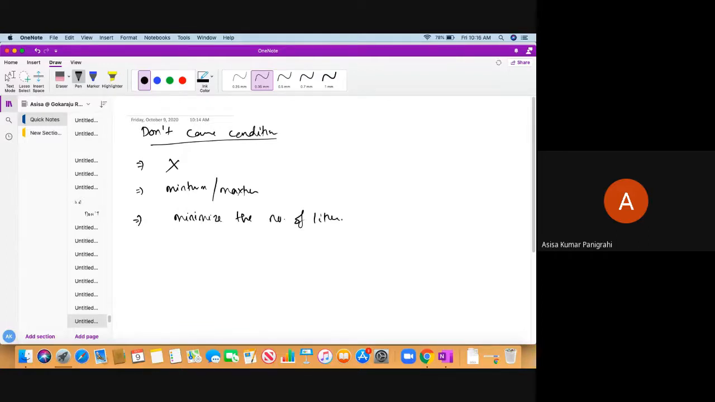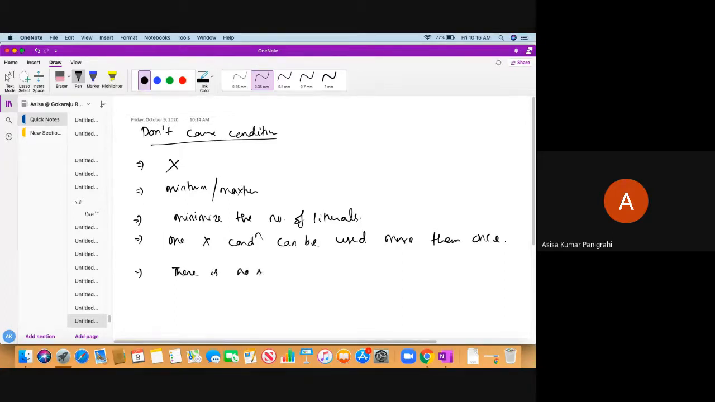So these are the different things we have discussed in our previous class. Next, we have discussed that one don't care condition can be used more than once if it gives a minimum number of literals. Okay, next we have discussed there is no rule which says that all the don't care conditions must be used.